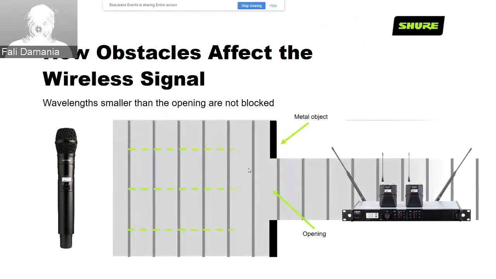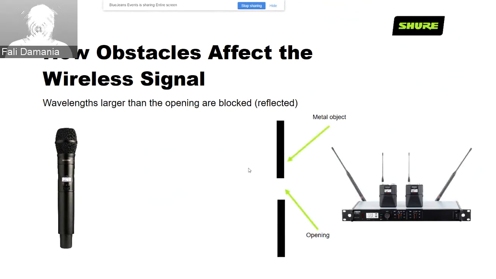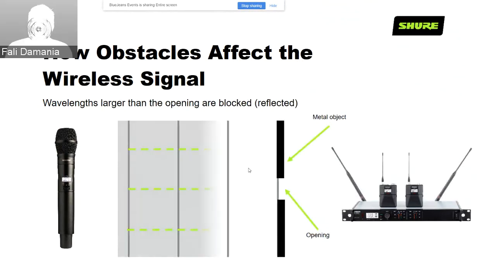In the next section, you have wavelengths that are smaller than an opening. Okay, so wavelengths smaller than the opening are not blocked. So they pass easily through that opening. And the last circumstance that we need to consider is wavelengths that are larger than an opening are blocked.